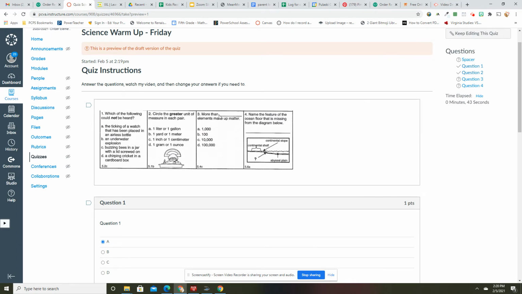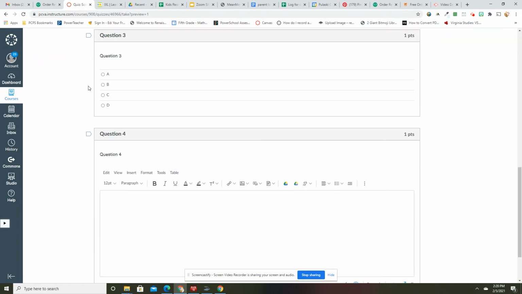All right. Number three, more than how many elements make up matter? How many elements make up matter? That would be B. There's over 100 known elements.